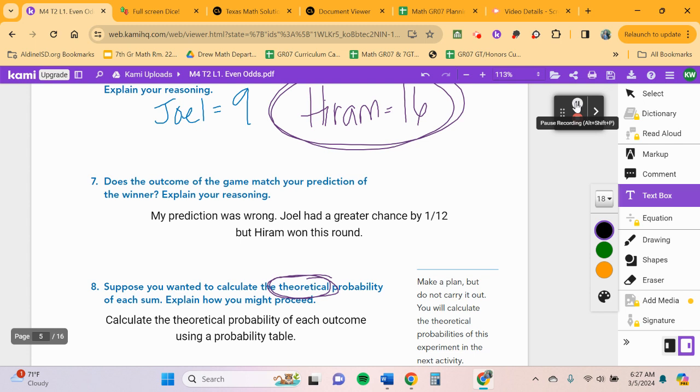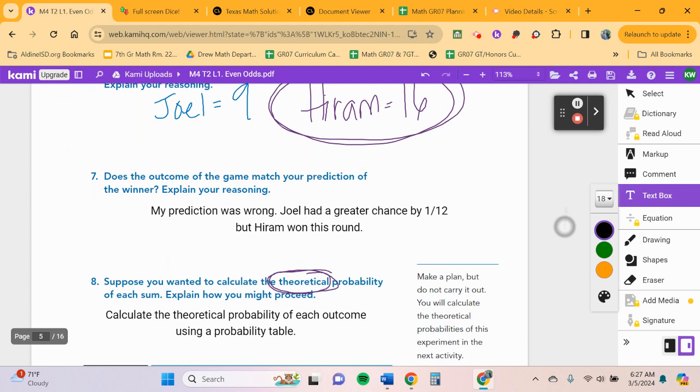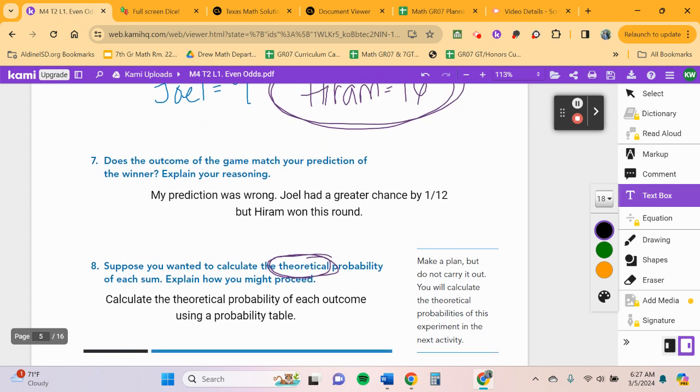And suppose I wanted to calculate theoretical probability. Well, I could do that by calculating all of the theoretical outcomes. So, for example, I can only roll a 2 one time. Let me back up. To get a 2, I can only roll a 1 and a 1. So I know that it's going to be one out of many outcomes, and I can use those, or I can set up a probability table to calculate the outcome of each.